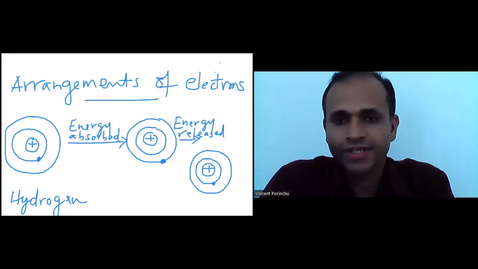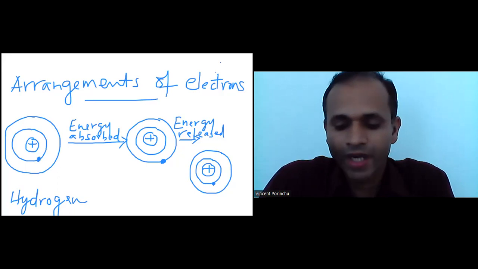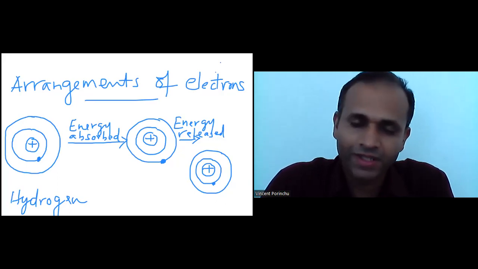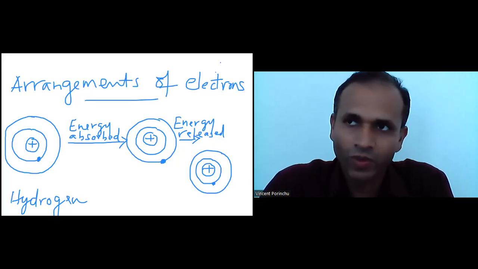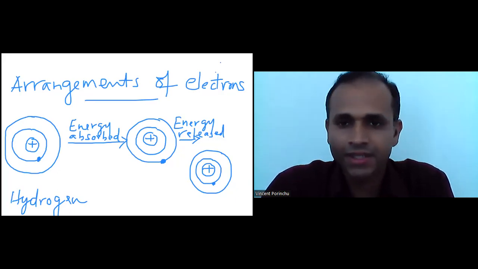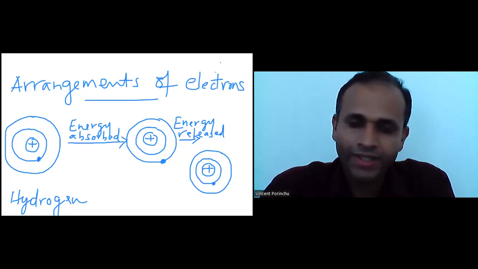Today we are going to discuss the arrangement of electrons in the atom. As we all know, an atom has a positively charged nucleus. Around that nucleus, there are a number of electrons. The positive charge of the nucleus is due to the presence of protons inside the nucleus. The nucleus consists of protons and neutrons, and around that nucleus, the electrons exist.